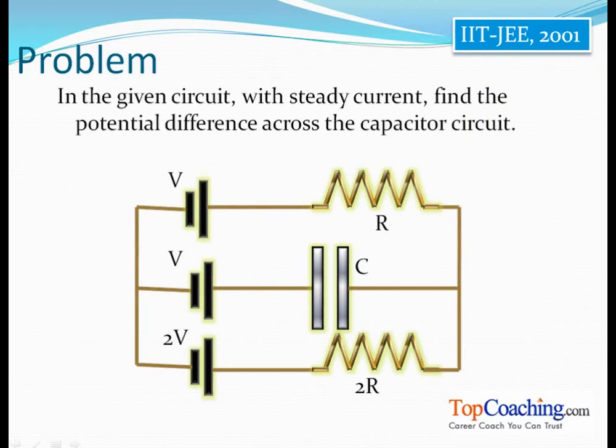In the given circuit with steady current, find the potential difference across the capacitor circuit. So in this question, we are given this circuit which consists of two resistors and one capacitor. We have to calculate the potential difference across the capacitor circuit. That is, we have to calculate the potential difference between these two points, A and B, because this constitutes the capacitor circuit, isn't it? So how will we do it?